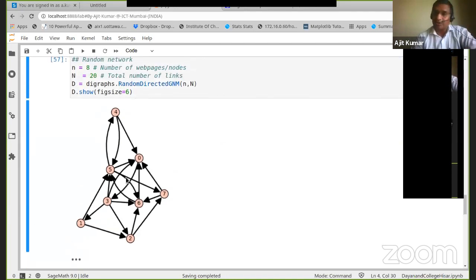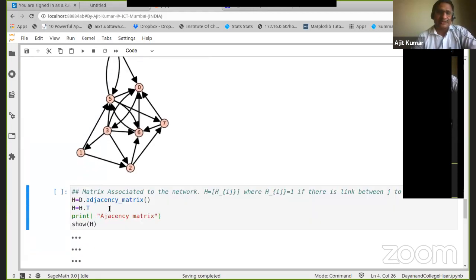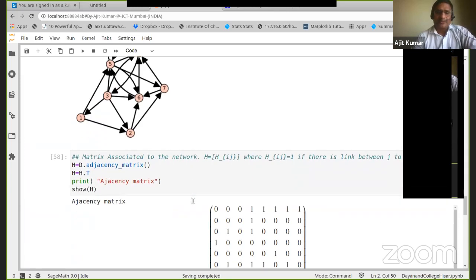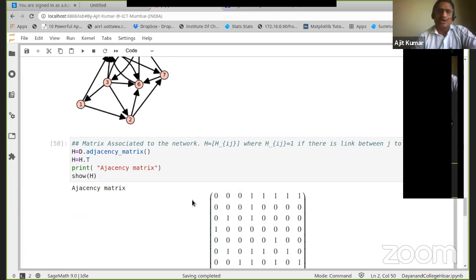In case you have studied graph theory, you must have studied what is called an adjacency matrix. But what is it? In case there is a connection from J to I, you put that as 1, otherwise 0. So it is a 0, 1 matrix. Okay, so let us generate this. Okay, this is an adjacency matrix of this particular graph.